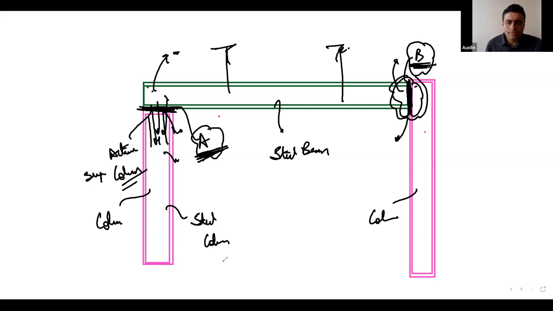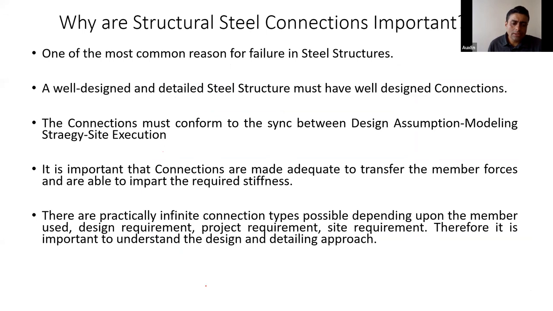So what I was trying to make a point over here is that there are limitless possibilities for your connections, depending on the member used, depending on the design requirement, depending on the project requirement, depending on the installation requirement. So therefore, we cannot discuss.